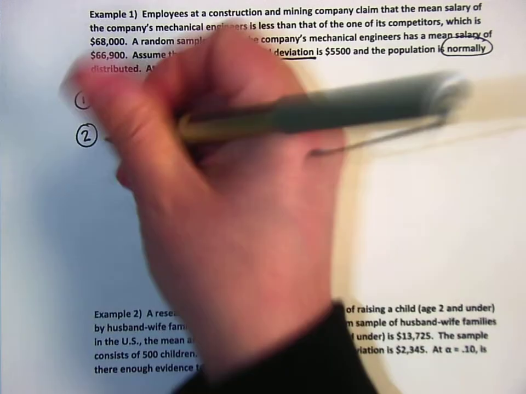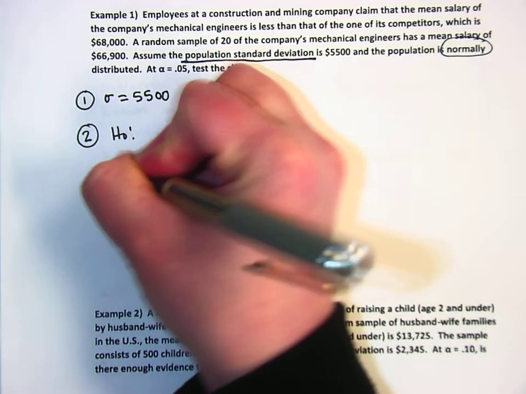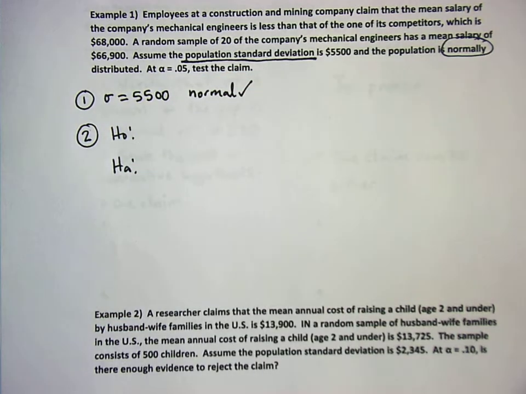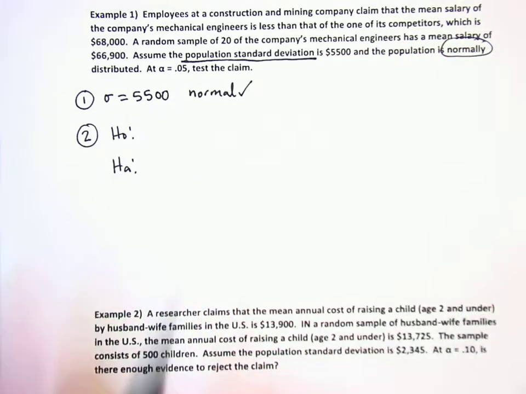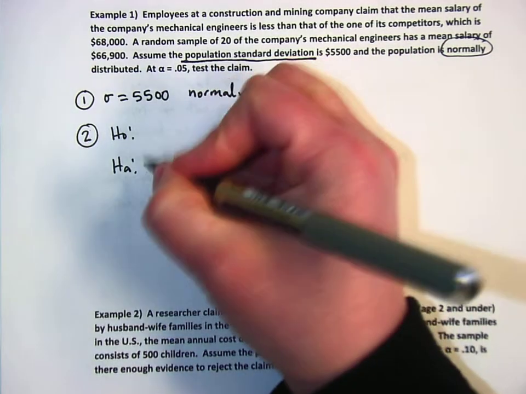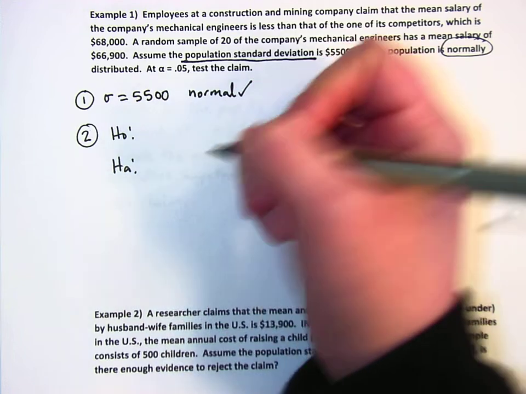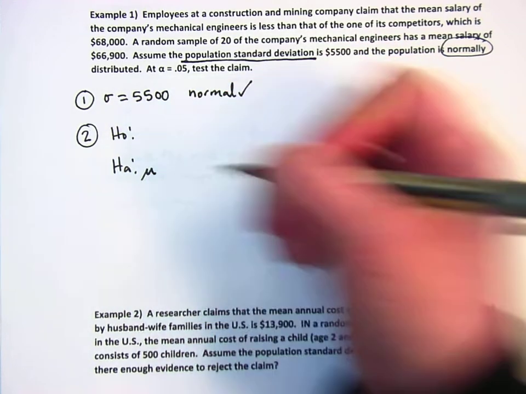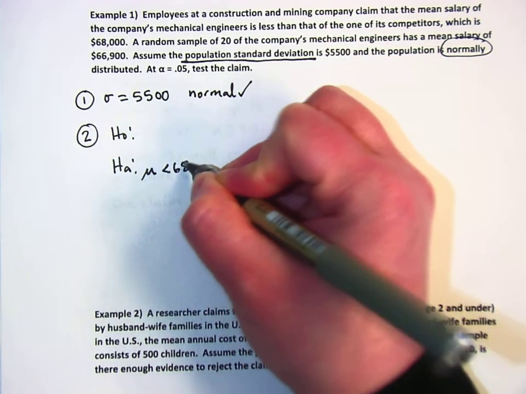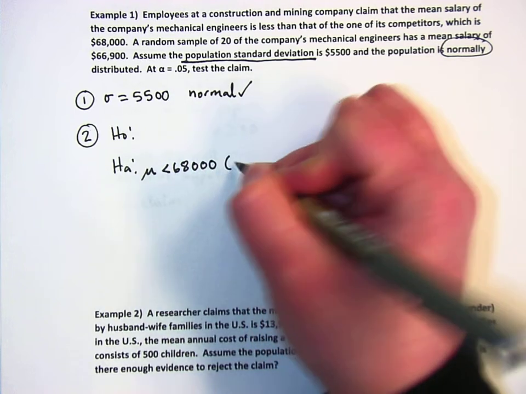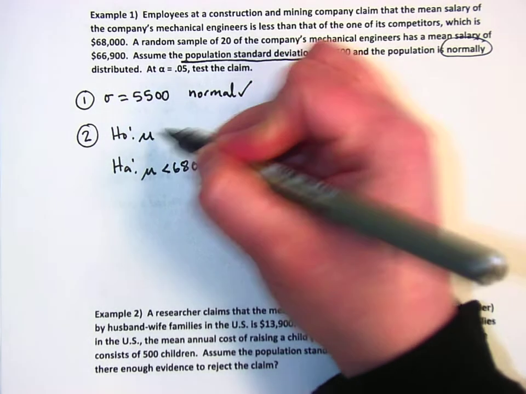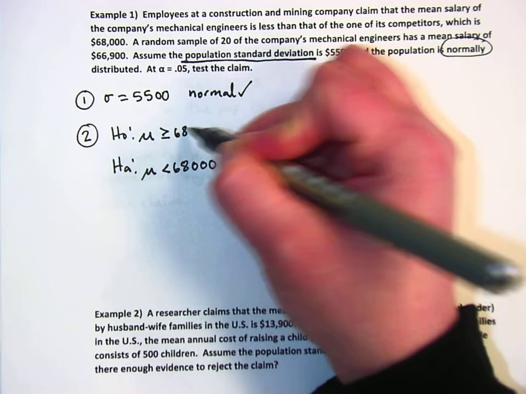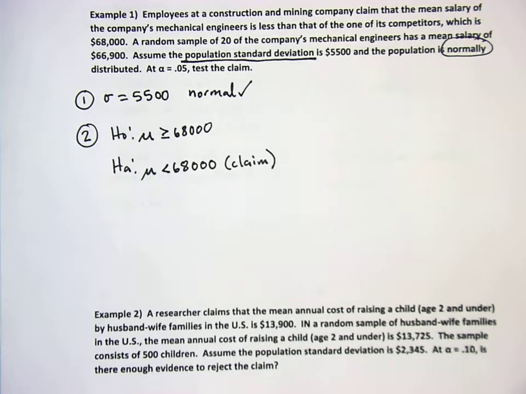So I'm writing an H sub O and an H sub A. They're claiming that the mean salary is less than $68,000. So if it's less than, not less than or equal to, that must be the alternative. That's less than $68,000. That is the claim. The opposite of that is that the mean is greater than or equal to $68,000. Okay.